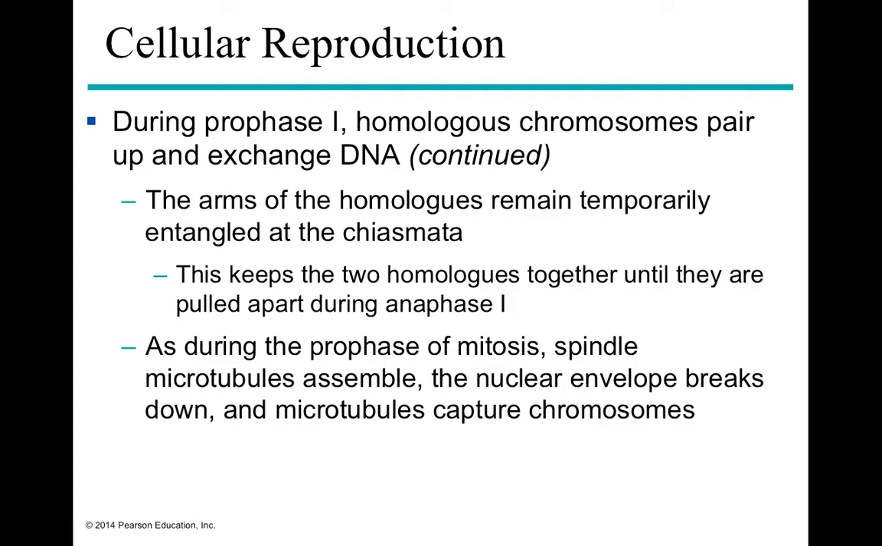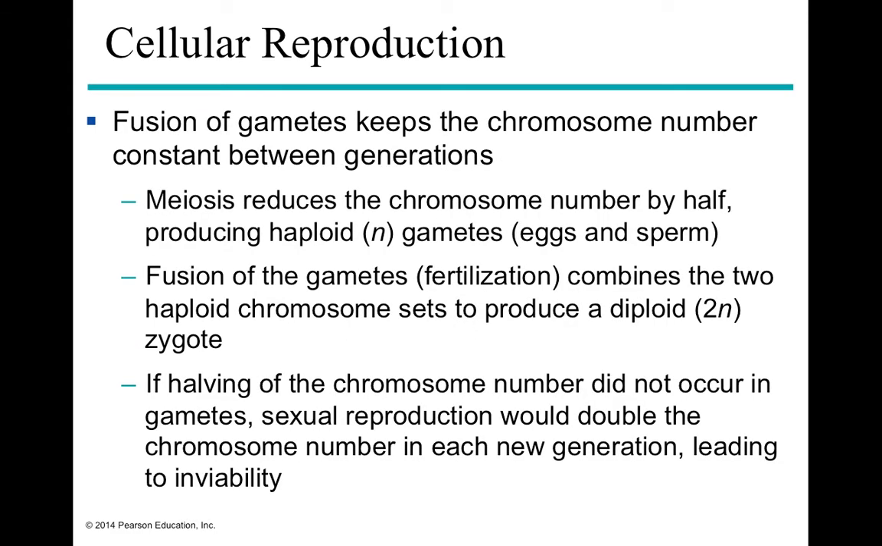And just like any of the stages of mitosis, during prophase, we're going to end up breaking down the nuclear envelope, creating the spindle microtubules. Microtubules are going to bind to the chromosome. So a lot of the same preparation is going to be occurring, except we're going to have a major difference in that we are having crossing over occurring at prophase 1.